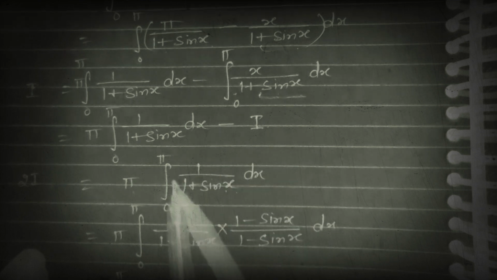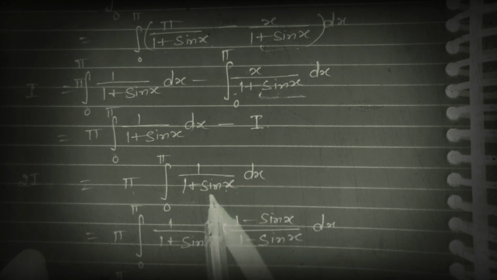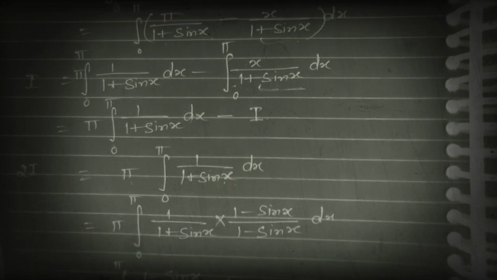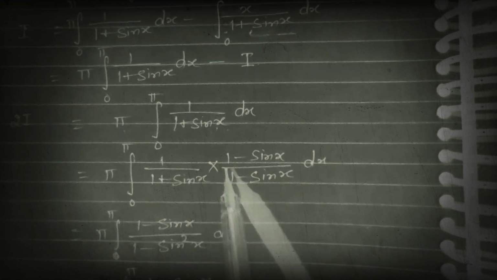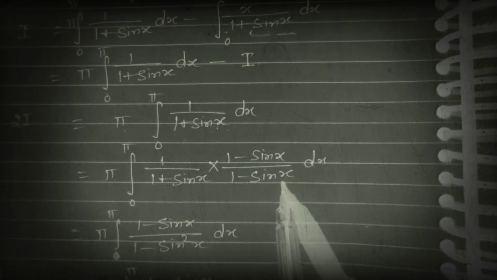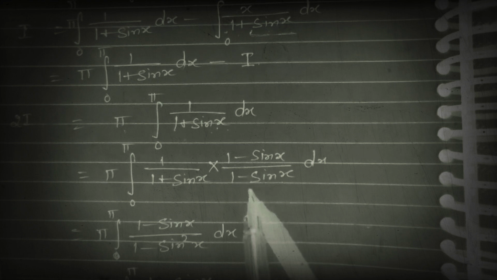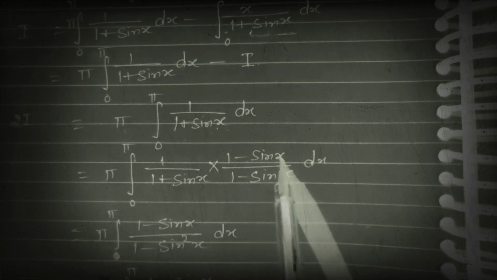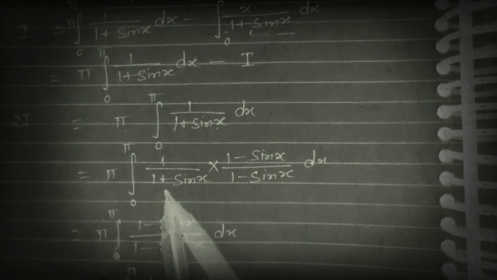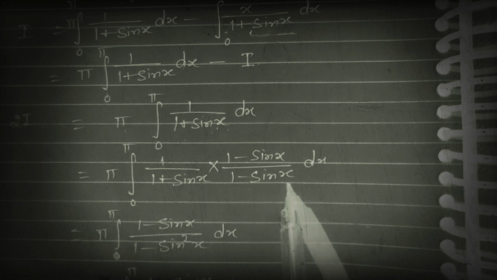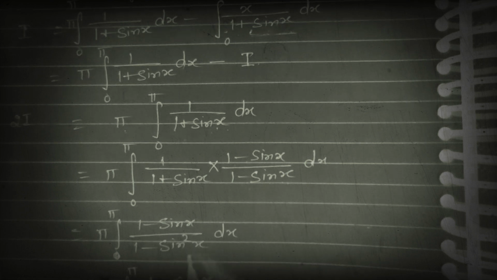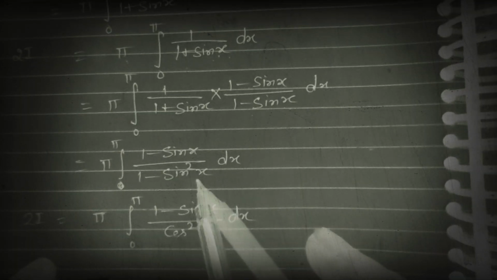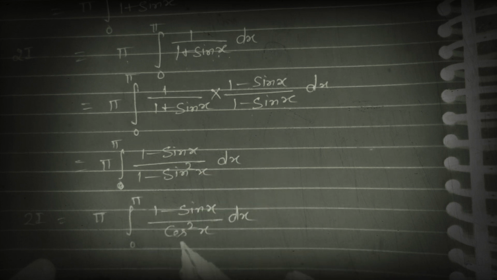So we will find integration of this. So rationalize it and solve it. Rationalize करेंगे तो क्या आएगा? 1 minus sin x upon 1 plus sin x, multiply करेंगे और divide करेंगे. So it will be 1 minus sin x upon 1 minus sin square x, because it is (a plus b) into (a minus b), it is a square minus b square. So it is 1 minus sin square x, and 1 minus sin square x is cos square x.